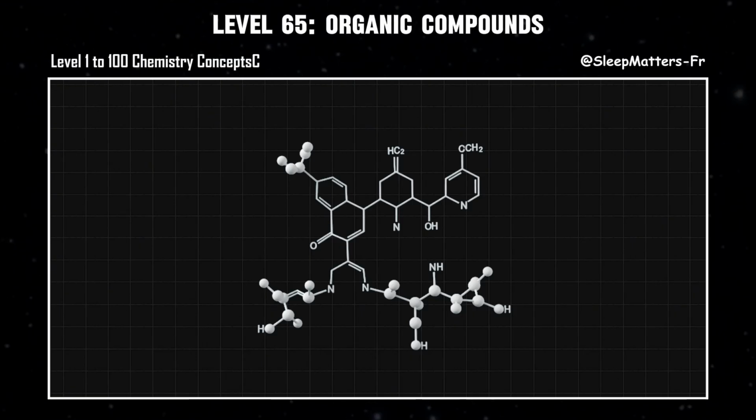Level 65. Organic Compounds. Organic compounds are the foundation of life. They are everywhere around you, from the food you eat to the clothes you wear, from the air you breathe to the cells in your body. But what exactly makes a compound organic? It all starts with carbon.